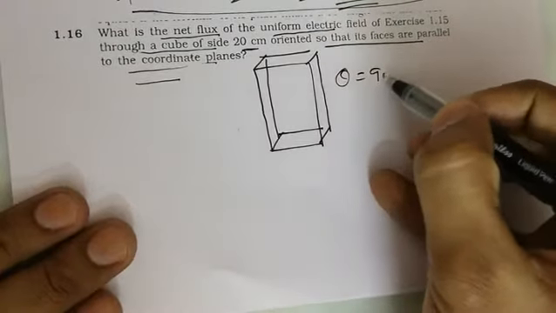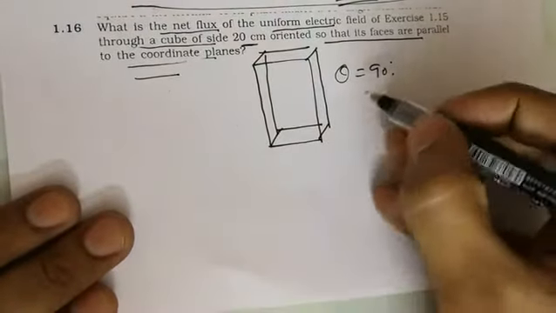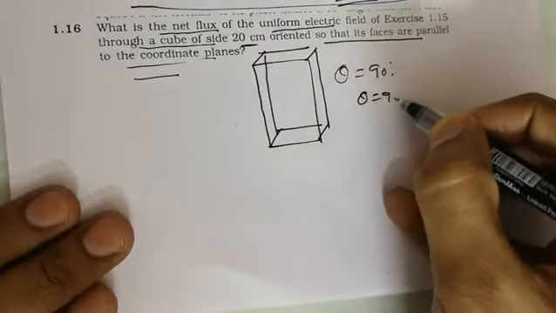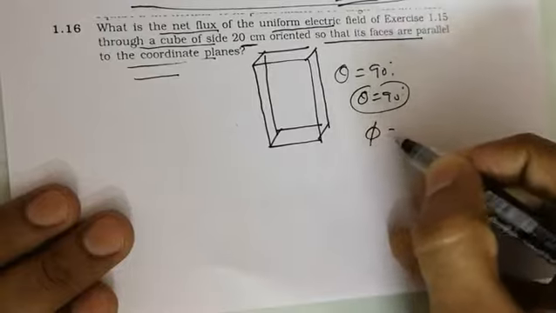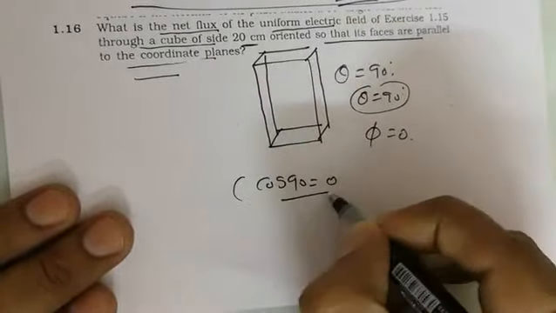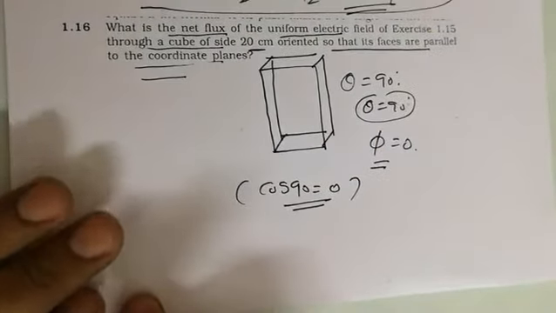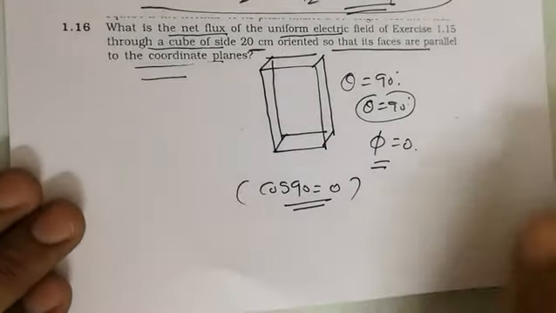But in this example we have a cuboid which makes an angle of theta equals 90 degrees with the field. The previous formulas give us the idea that whenever theta equals 90, our flux will be 0 because cos 90 is 0. So the net flux through these coordinate planes gives us the value 0.